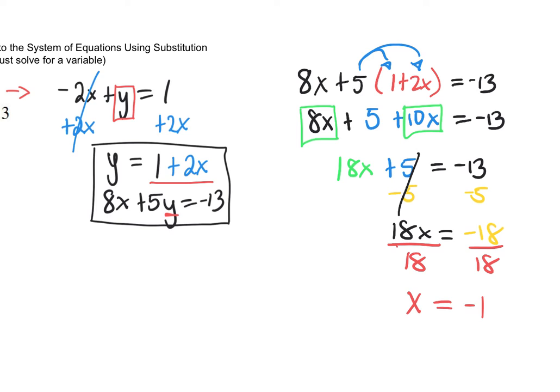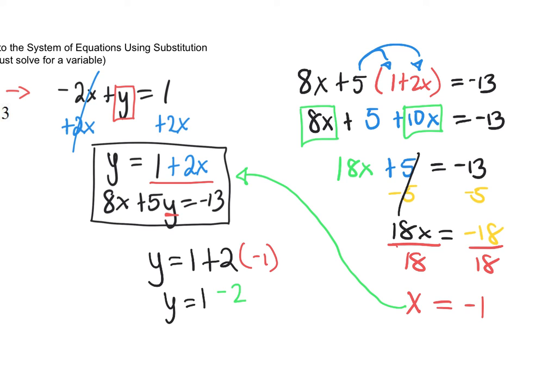And now we must find y. So now we will go back to that equation where we isolated y and replace the letter x with the number negative 1. 2 times negative 1 is negative 2. 1 minus 2 is equal to negative 1 as well. Then don't forget to write your answer as an ordered pair. So x is equal to negative 1, y is equal to negative 1. So that would be the solution.